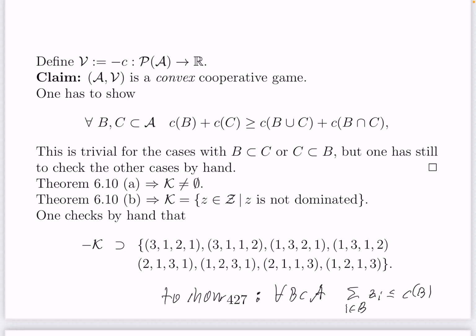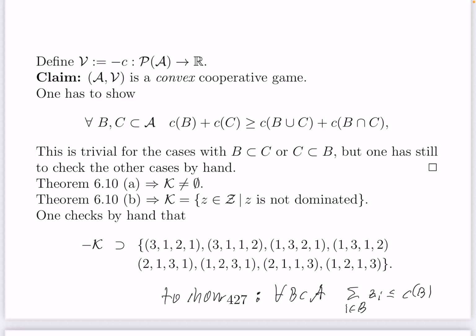To show this, one has to see that for any coalition B subset A, the sum of the values of each of these vectors is less or equal to the cost for this coalition. The core meant that the sum of the values of this vector must be bigger or equal to the value of this coalition. So here the other sign: the sum of the z_i must be less or equal than the cost of this coalition. And one can check this if we look at the table.